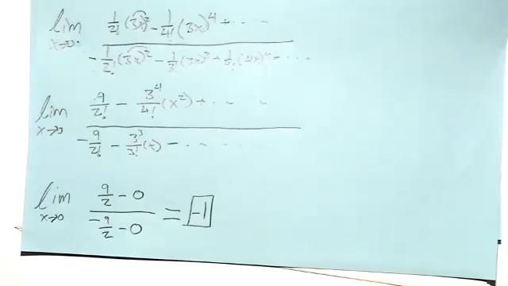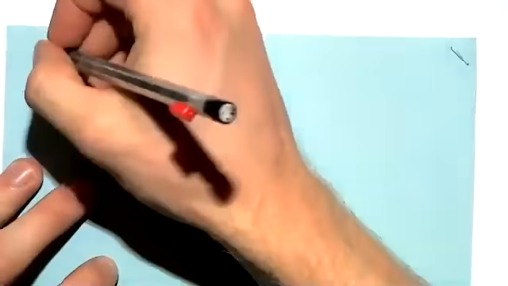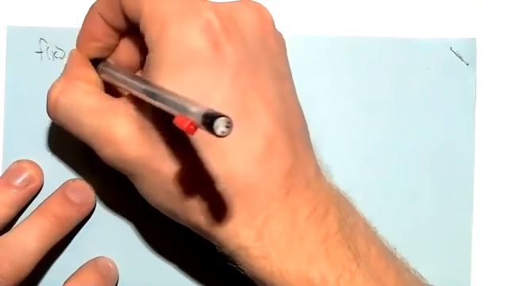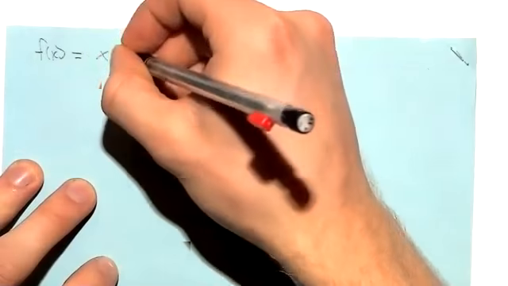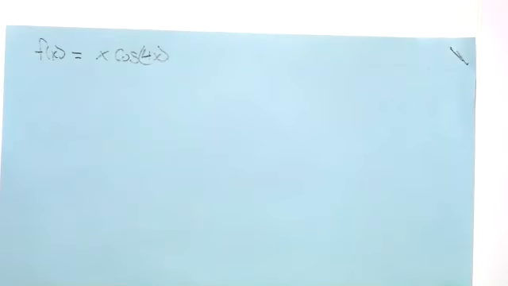Okay, so we have a new sheet of paper. Number 9. So this says use Maclaurin series in this table, that table I showed you earlier, to obtain the Maclaurin series for the given function. And we have f of x equals x cosine of 4x.